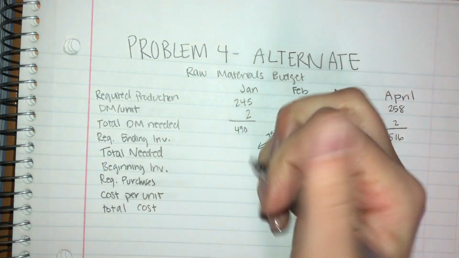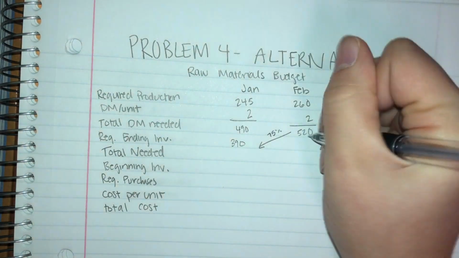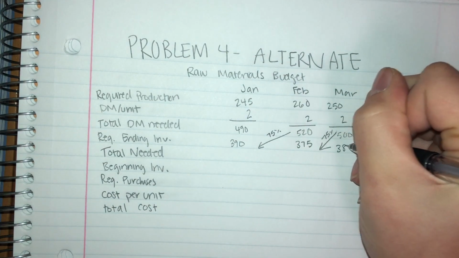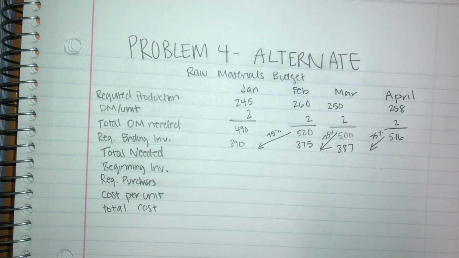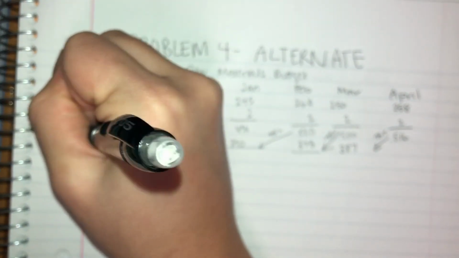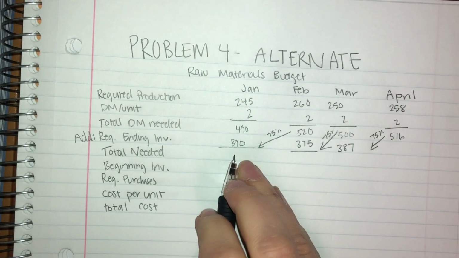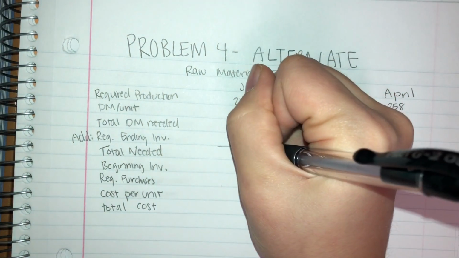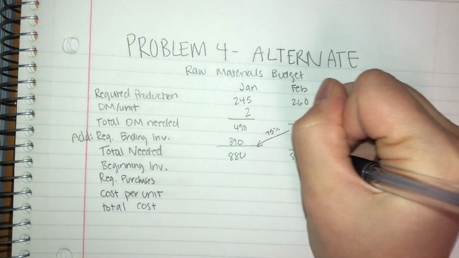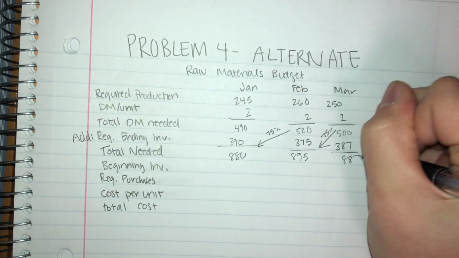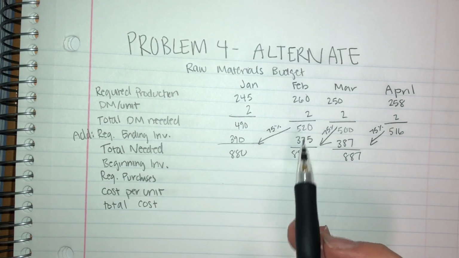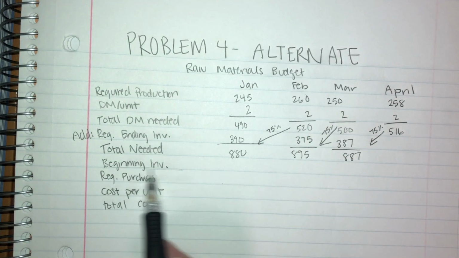Okay, so the numbers that I got are 390, 375, and 387. And I like to put "add" over here, that's up to you though, but we're going to add these two together. So I'm going to get 880, 895, and 887. Okay, so now I have my total needed. So this is kind of standard to what we were doing before. And then I have beginning inventory.